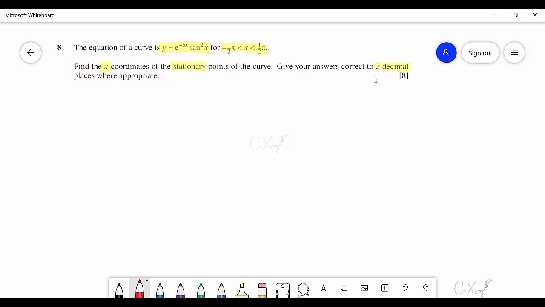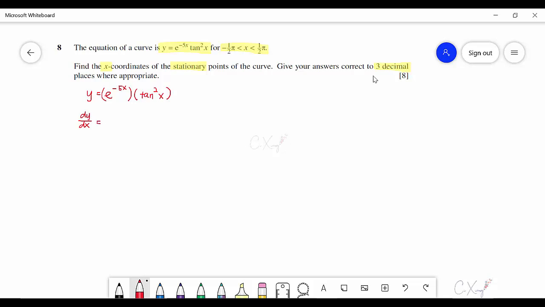First of all, we have the equation y equals e^(-5x). To me, this is the first function multiplied with the second function, which is tan²x. So you have the product of two functions here. Therefore, when you want to do the differentiation, you have to apply the product rule to get dy/dx.